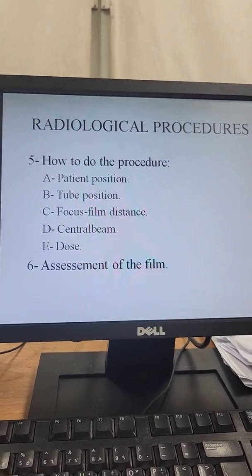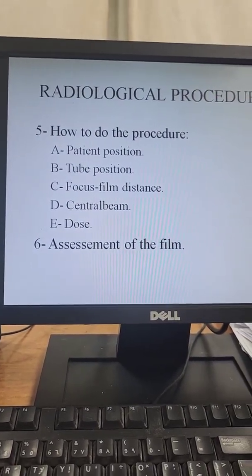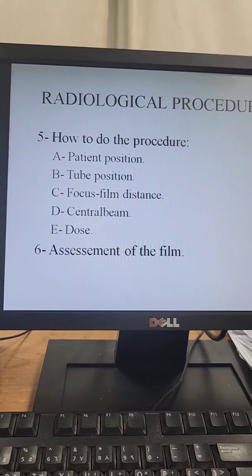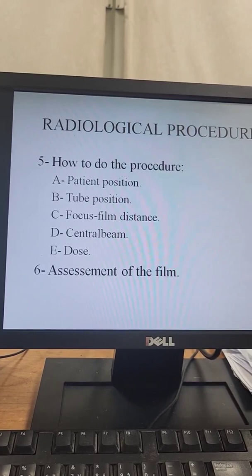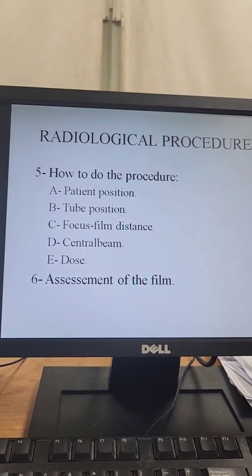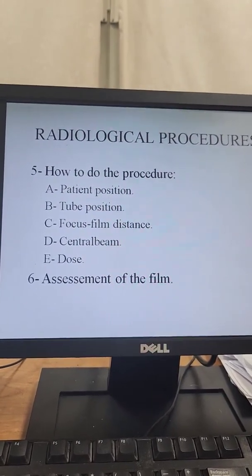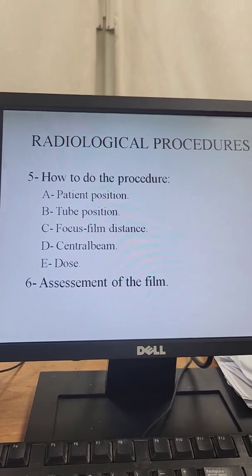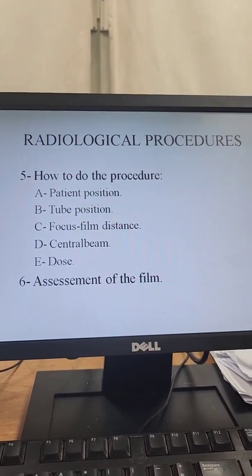So assessment of the study, as I said before, is when the contrast leaves the superior vena cava, because the contrast in the superior vena cava is very dense and it casts a lot of artifacts. So we have to wait until the contrast leaves the superior vena cava and is in the pulmonary circulation, and also before the contrast leaves the pulmonary circulation into the left side of the heart. This is how to assess the quality of the film.